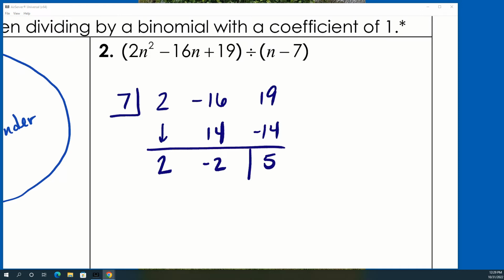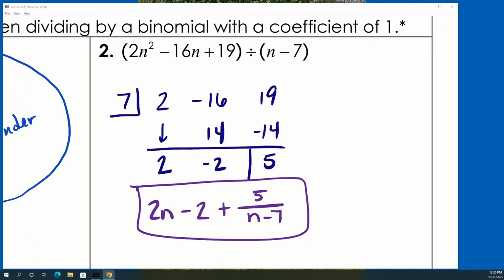Okay, so then we're going to assign these numbers to n's. And so we started with n squared. So this first one is going to be 1 less. So it's going to be 2n to the first, which we don't need to write, minus 2, and then plus your remainder over this whole thing that you are dividing by, which is n minus 7. All right, that's how you do synthetic division.